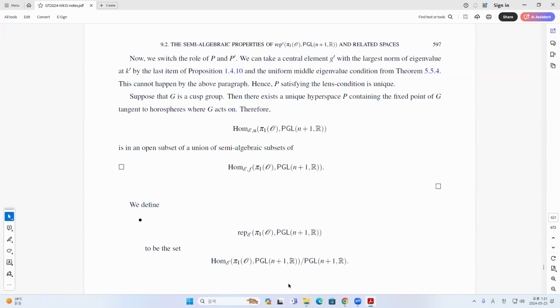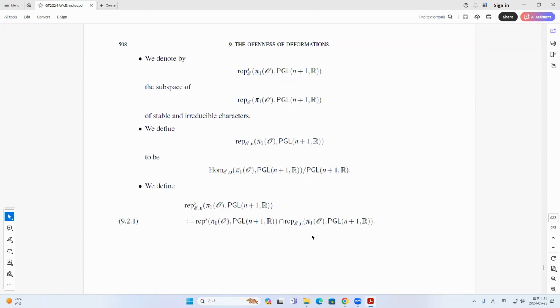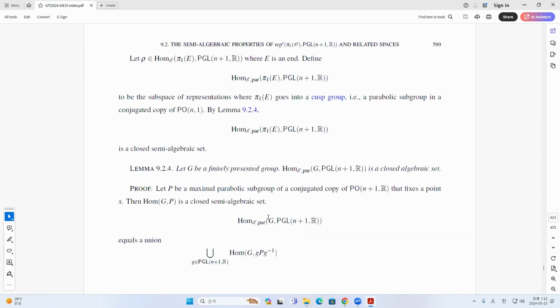And so we define this rep E to be this one, the quotient space. So this may not be Hausdorff, and we define this to be a subspace like this, and so we quotient these, and then you obtain these kinds of spaces, and these are all Hausdorff, and they are semi-algebraic. I mean, it's an open subset of a semi-algebraic set if you do this kind of thing.